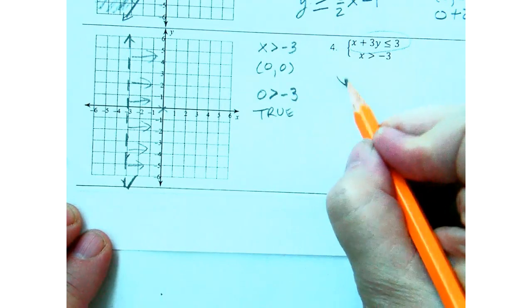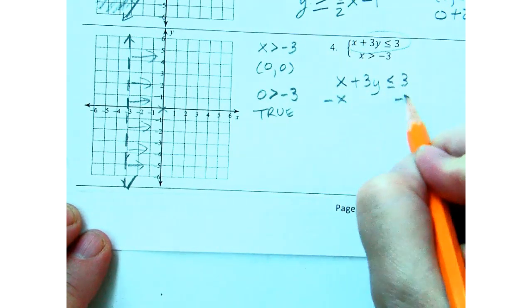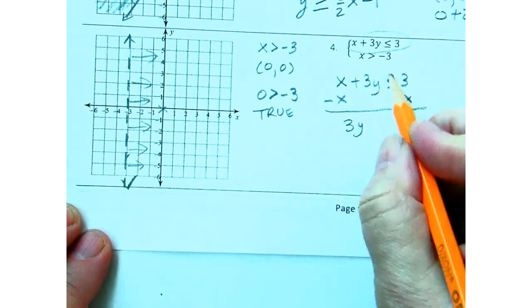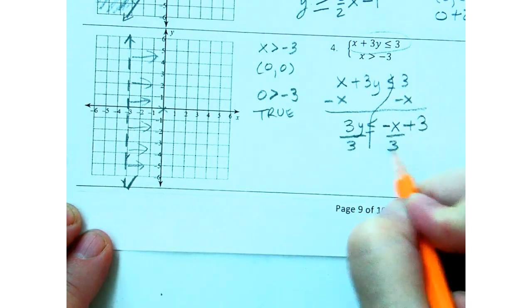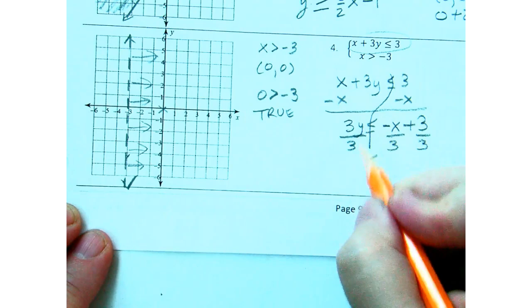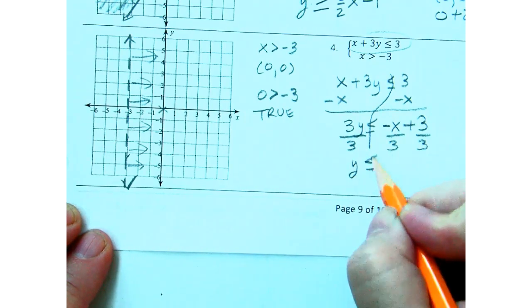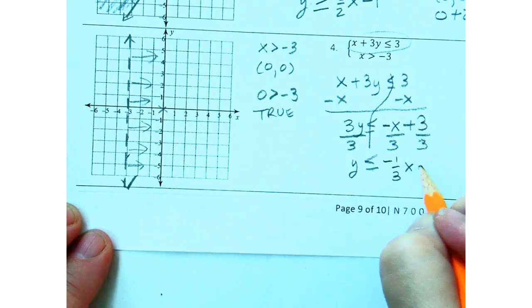The second line needs to be converted into slope-intercept form. Subtract x from both sides. Divide both sides by 3. We are dividing by a positive, so we do not turn around the inequality. Y is less than or equal to -1/3 x plus 1.